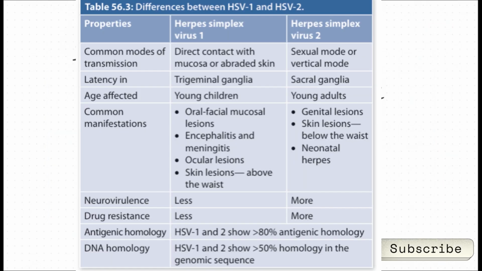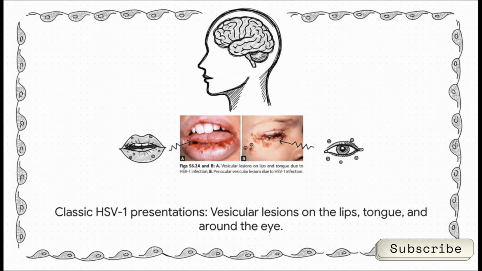Now, this table just adds a little more detail to that golden rule. For your exams, let's focus on the most important differences. Check out transmission. HSV-1 is usually direct contact or saliva, while HSV-2 is mainly sexual or from mother to baby. Now look at the site of latency. This is absolutely key. HSV-1 sets up its hiding spot in the trigeminal ganglia, while HSV-2 hides out in the sacral ganglia. This difference in location is exactly why their reactivations happen either above or below the waist. It all makes sense.